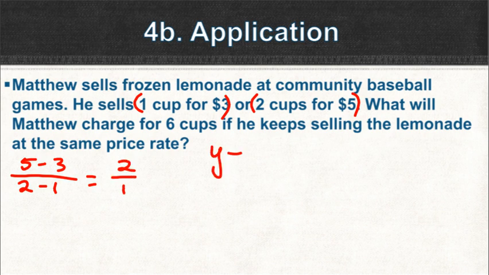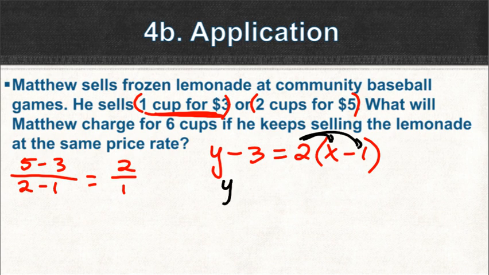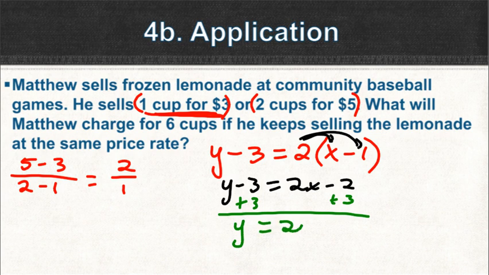So y minus, I'm going to use this first one because it's smaller numbers. Y minus 3 equals my slope, 2 times x minus my 1. Distribute. So I have y minus 3 equals 2x minus 2. Get y by itself. Add 3. So my equation is y equals 2x plus 1. And I need to find out how much 6 cups would be. Our x's are cups, so I put a 6 in there. Y would equal 12 plus 1, which is $13.